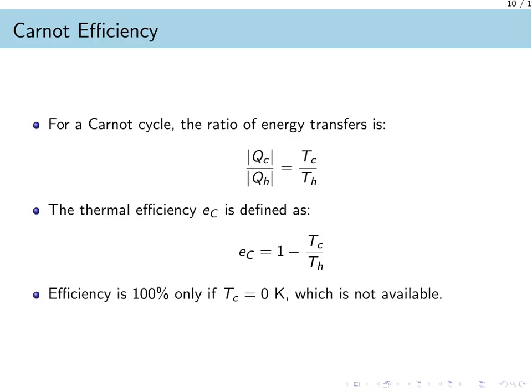The efficiency of a Carnot cycle is determined by the ratio of energy transfers. Specifically, the ratio of the magnitude of heat expelled to the cold reservoir divided by the magnitude of heat absorbed from the hot reservoir is equal to the ratio of the cold reservoir temperature to the hot reservoir temperature. Therefore, the Carnot efficiency is defined as 1 minus the ratio of the cold temperature to the hot temperature. This shows that 100% efficiency is only possible if the cold reservoir is at absolute zero, which is physically unattainable.